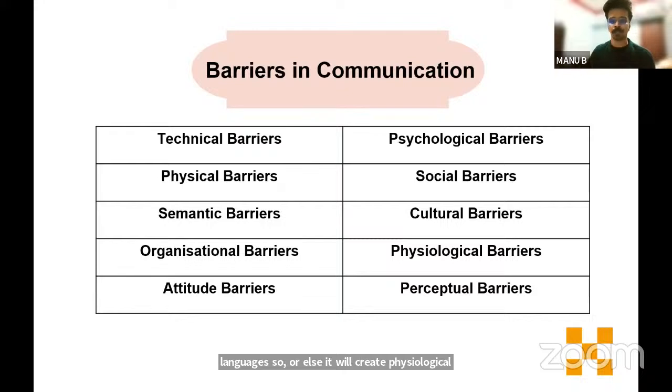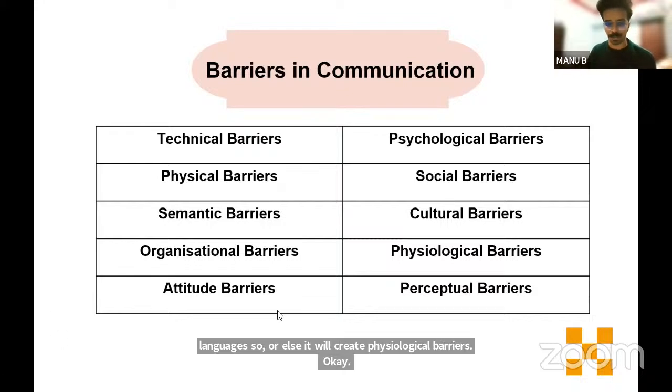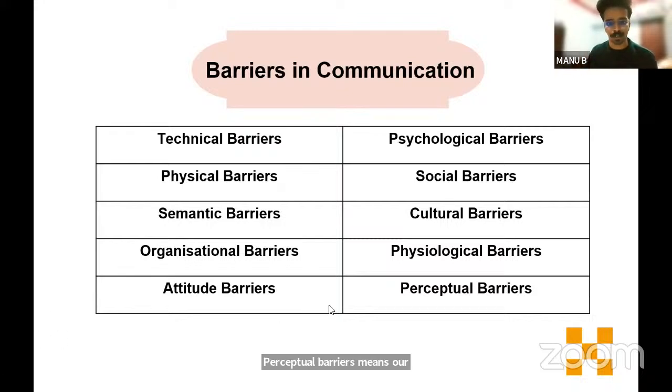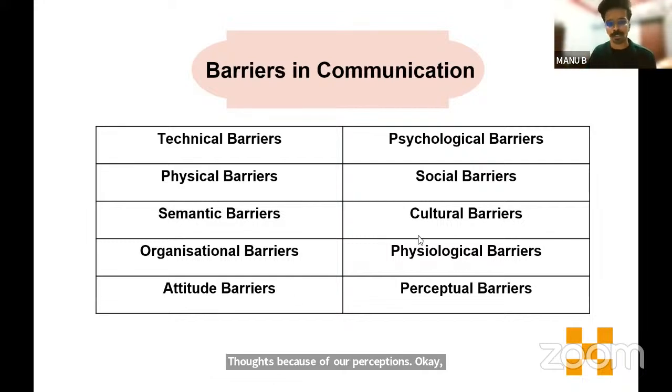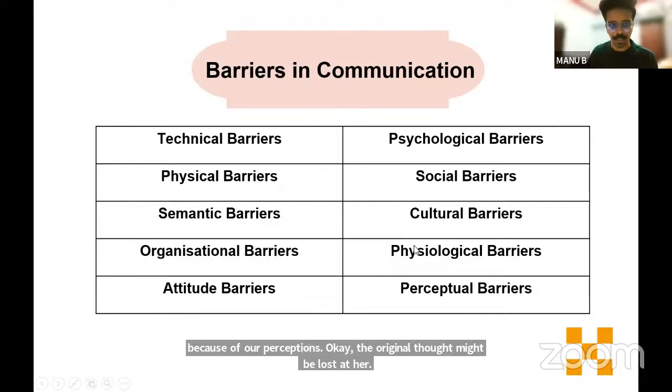Perceptual barriers means our perceptions. Noises are also technical barriers. Our perceptions can sometimes create barriers, the way we understand things. Sometimes we get deviated from the thoughts because of our perceptions. The original thought might be lost at our perceptual barriers. So these are the 10 kinds of barriers.